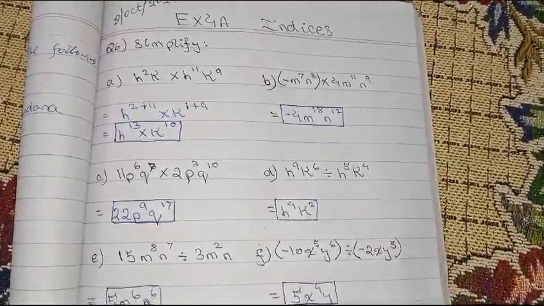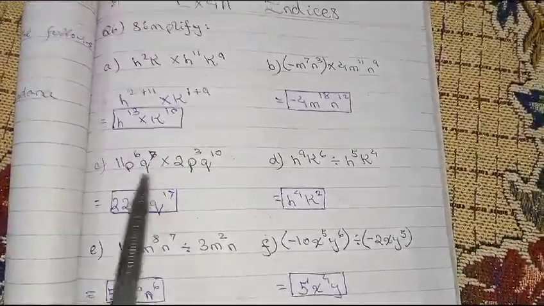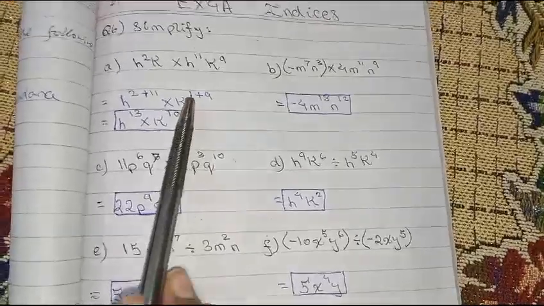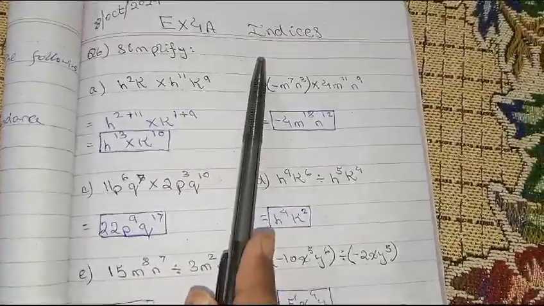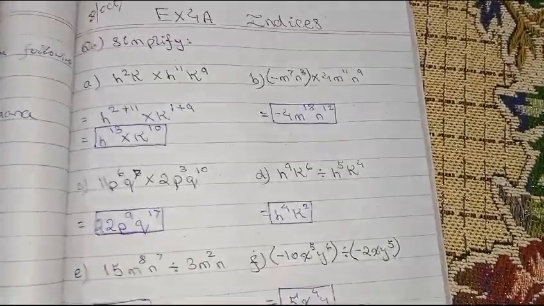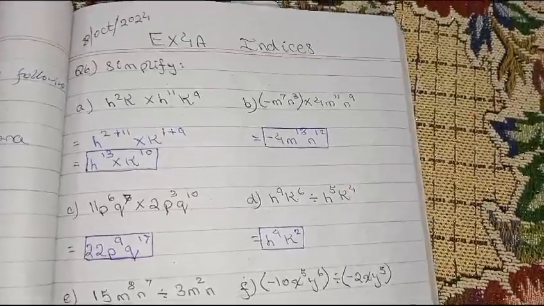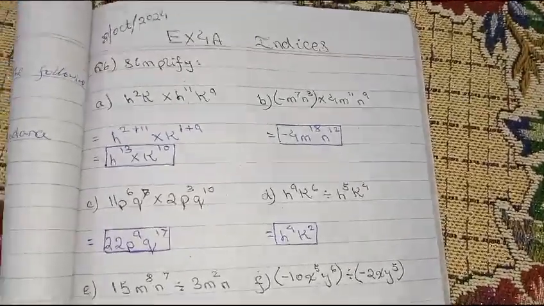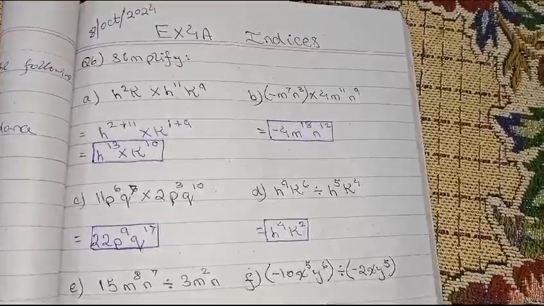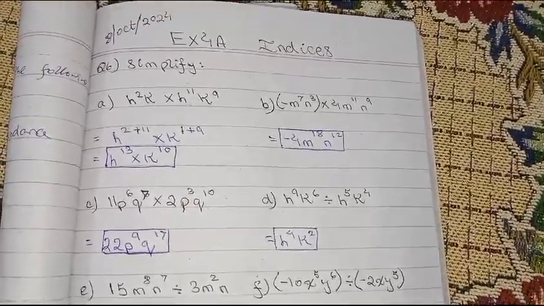If you remember, in our previous class we studied some questions, exercise 4A, indices. I think we have done up to question number 5, all parts. If I have any misunderstanding, you can refer to those previous classes if you want. So today we will start question number 6.